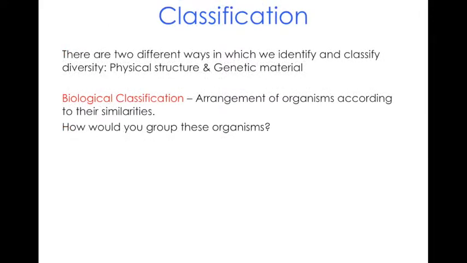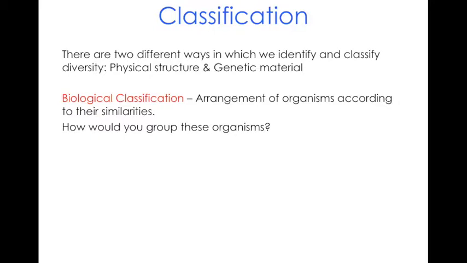Okay, so when we classify things, we classify them based on two things. We can either look at them and classify them based on their physical structure, or what we call morphology, their form, or we classify them according to their genetic material, how similar they are to one another. And classification biologically is really just arranging them according to similarities, whether it is physical structure similarities or genetic material.